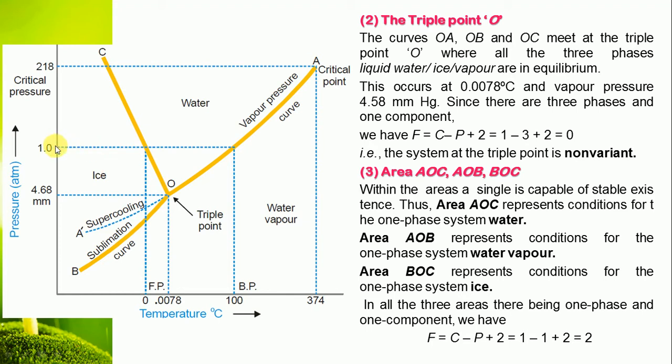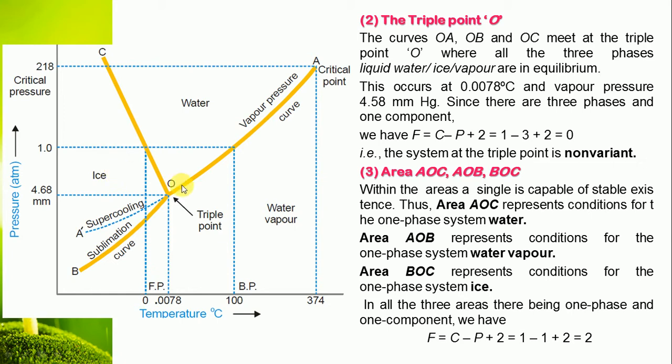You can choose the pressure as 1.5 atmosphere, and you can choose a different value of temperature, less than 0 degrees or greater than 0 degrees. Still it will be in the solid state. So in the area you have the freedom to choose the temperature and pressure independently. They will not depend on each other.